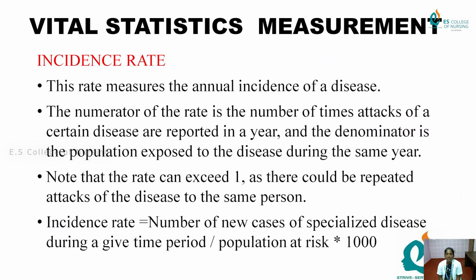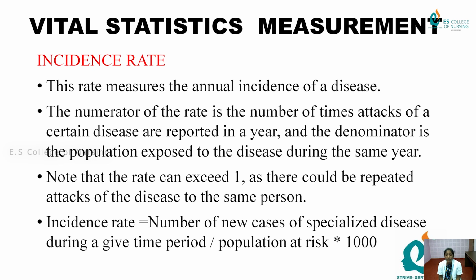And coming to the vital statistics measurement, the first one is incidence rate. This rate measures the annual incidence of a disease. The numerator of the rate is the number of times attacks of a certain disease are reported in a year, and the denominator is the population exposed to the disease during the same year. Note the rate can exceed 1 as there could be repeated attacks of the disease to the same person.